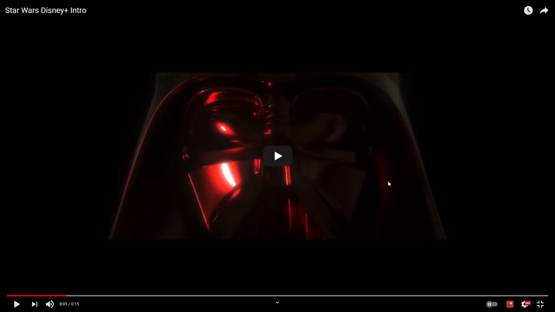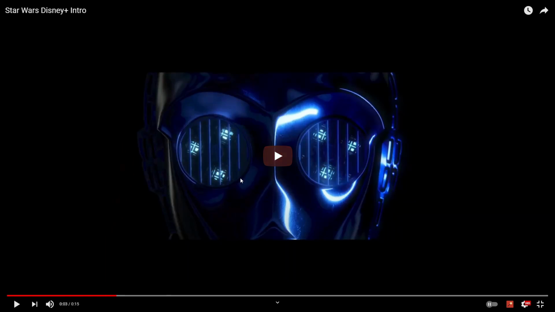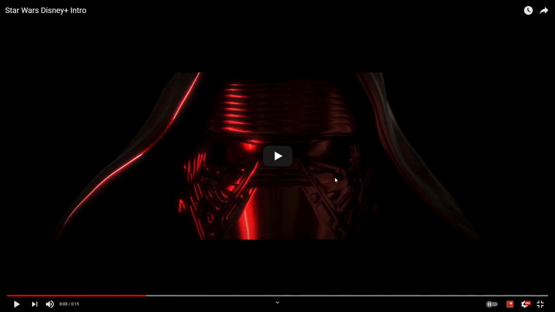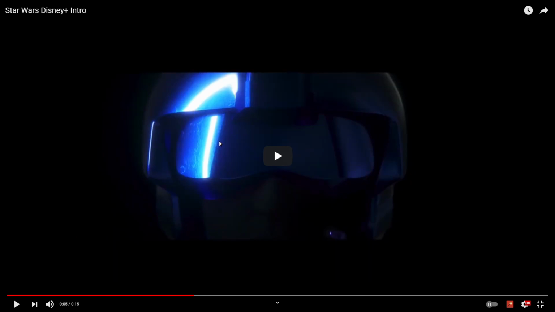So red for Darth Vader so far makes sense. Blue for BB-8 makes sense. He's a good guy. He's also a good guy, so it's blue again. That makes sense. Then this is Kylo Ren, which is, of course, red because he's bad. R2-D2 is good. Resistance guy is good.